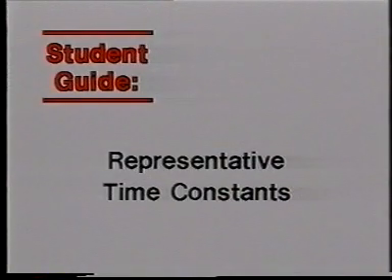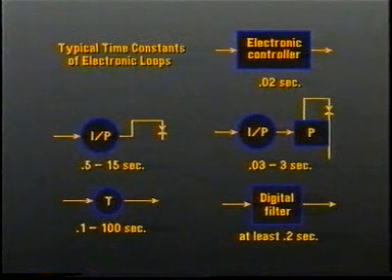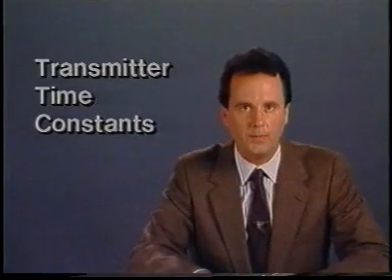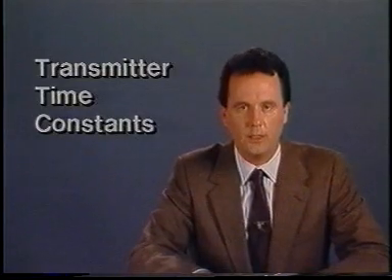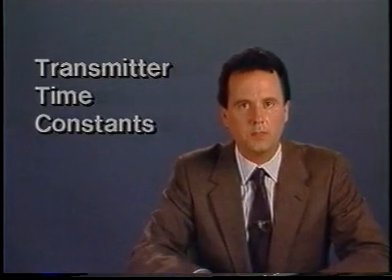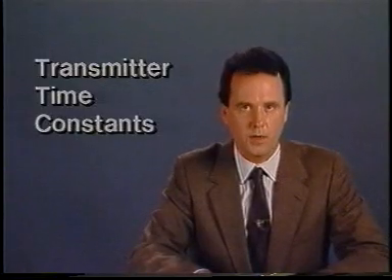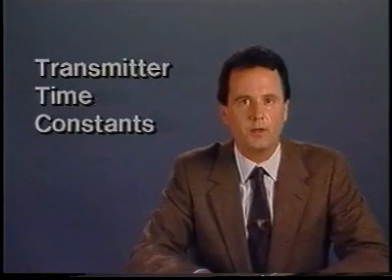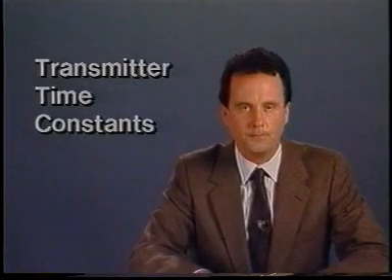In the accompanying student guide, you'll find several charts of representative types of loop control hardware and their time constants. These are fairly standard throughout the industry and should give you a good idea about how the different devices perform. Transmitter time constants, which are also charted in your student guide, should meet two requirements. First, the transmitter time constant should be at least as fast as the process. Second, the transmitter should not be the dominant lag.